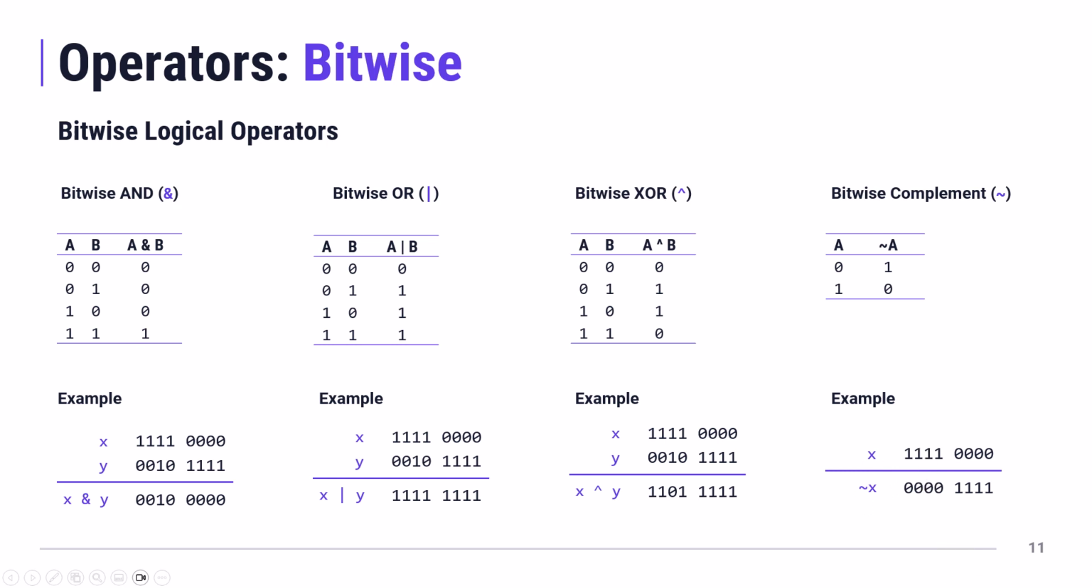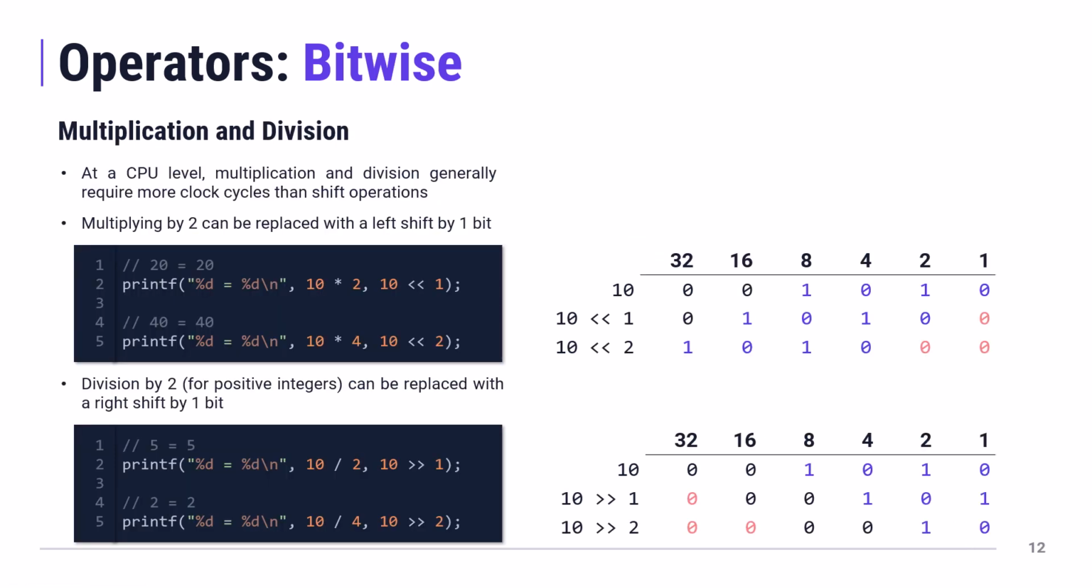Okay, so they're not operators you use every day, but sometimes they can come in handy. Now, at a CPU level, so if we want to be really, really efficient, let's say we're writing some code for some sort of embedded system that is resource constrained. At a CPU level, as you will likely learn in CS2208, multiplication and division require quite a few clock cycles, whereas the shift operation is generally done in one clock cycle, which means that if we need to multiply by 2 or divide by 2, we can replace multiplication and division by a shift. So multiplying by 2 can be replaced with a left shift by 1 bit.